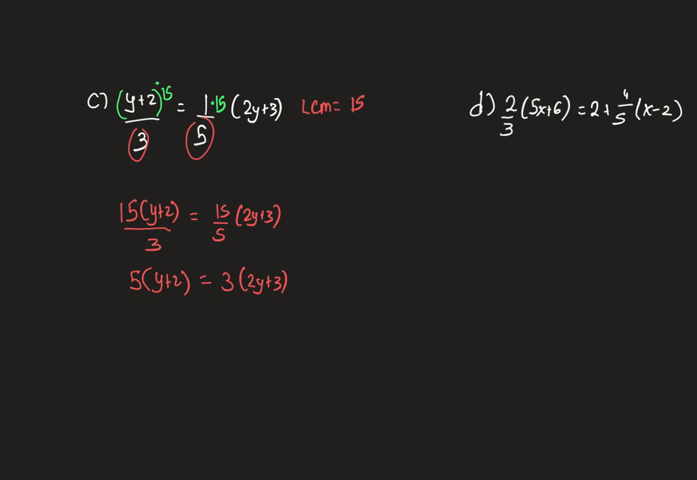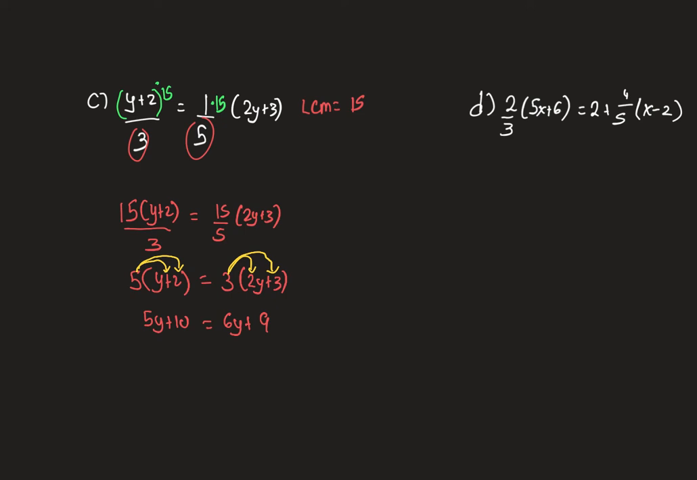Just like before, when you have a number on the outside of the bracket, you want to go back into your Pokemon trainer mode. Just use Pikachu yellow here. So pick up. Multiply with the y. Pick up. Multiply with the 2. Pick up. Multiply with the 2y. Pick up. Multiply with 3. I'll try saying pick up 10 times fast. All right, so you're going to get 5y plus 10 is equal to 6y plus 9.